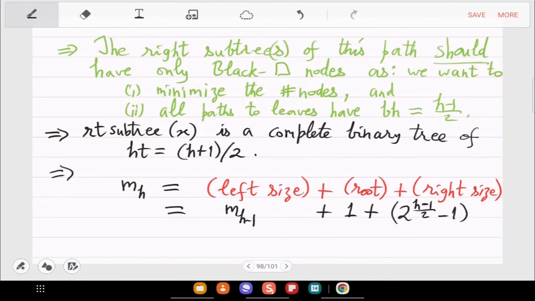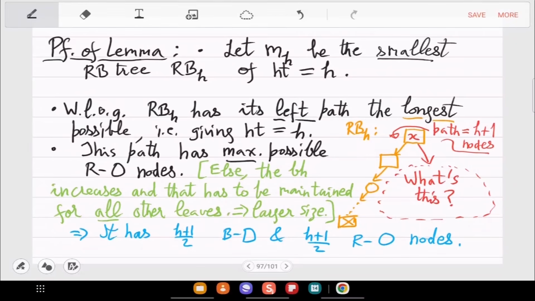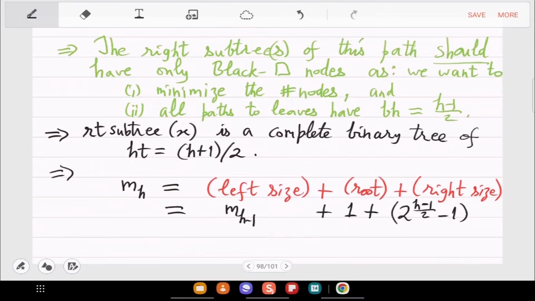So this is a constructive proof. It will actually not only give you an estimate, but it will actually give you the tree as well. Okay, so I'm giving you a recursive construction for the minimum sized arbitrary. So its root is black, and this is how we'll recursively build it. So the recurrence for the size is this, and you can solve it.